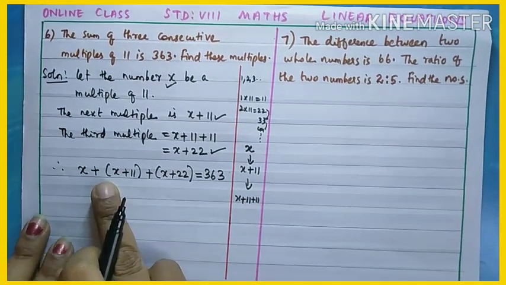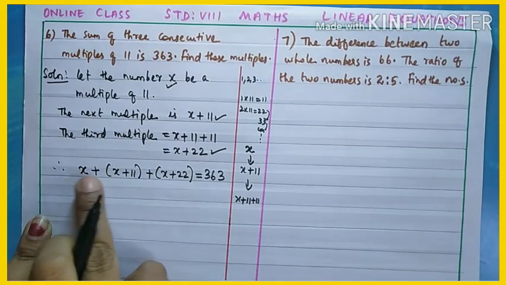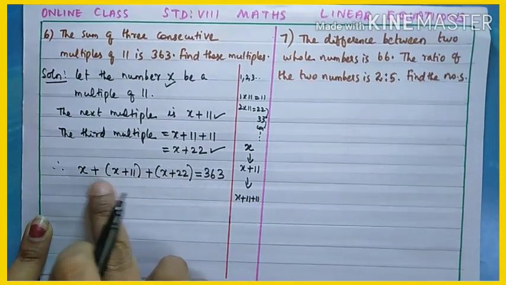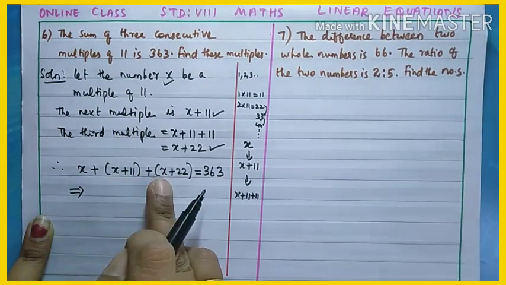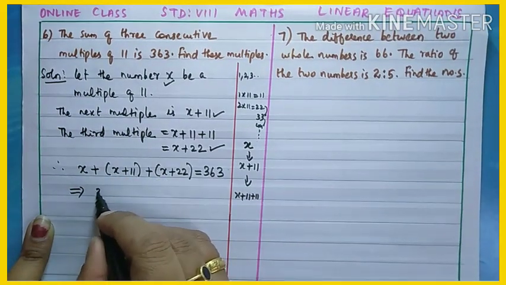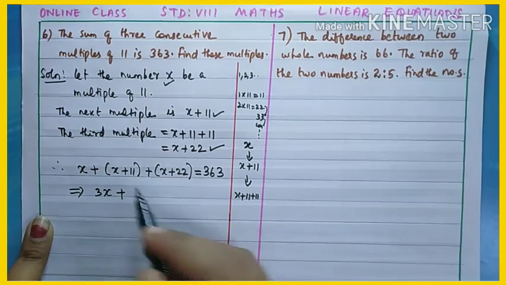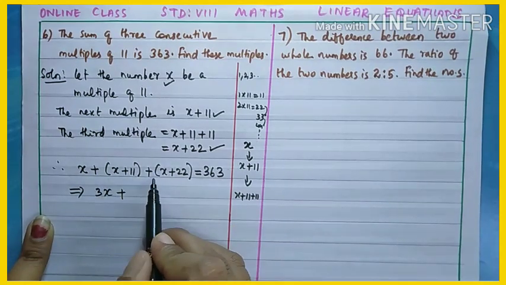So now you see, as in our previous problems, you can combine all this x. This is all addition. So what is the next step? x, x, x. How many x? 3x. Plus, here you see 11 plus 22.